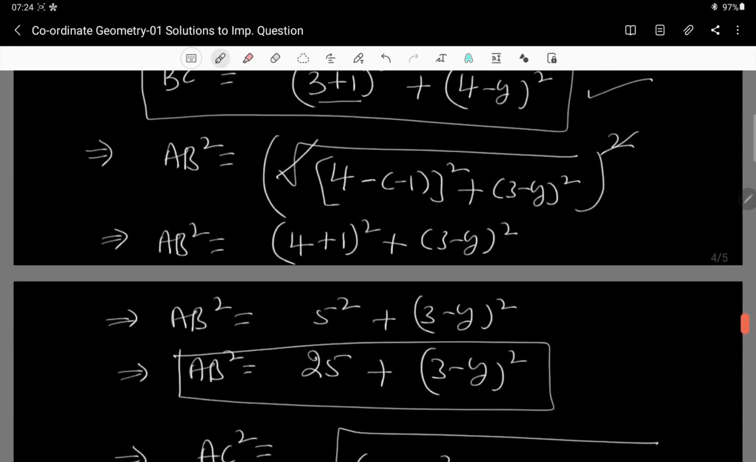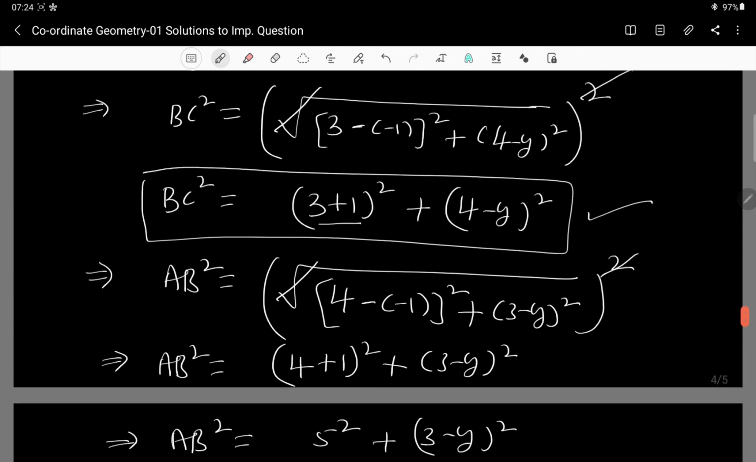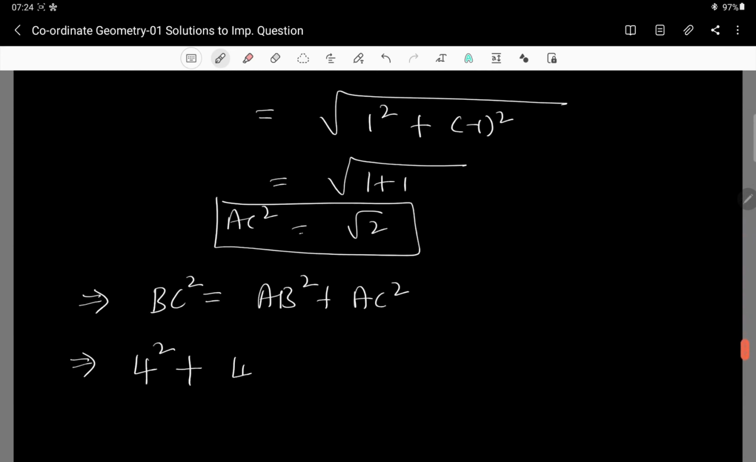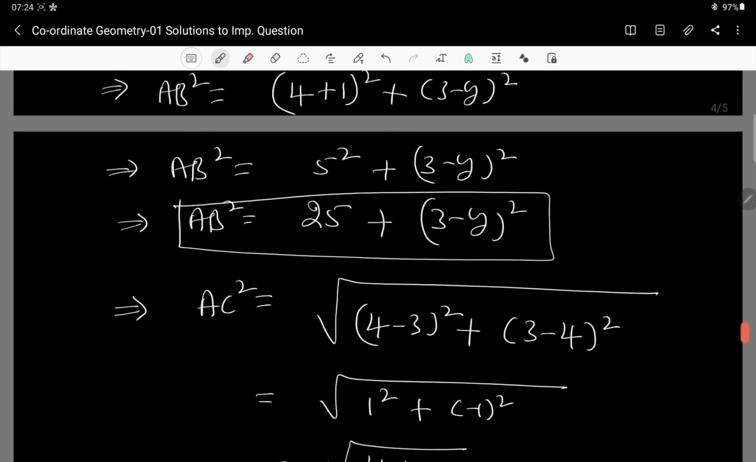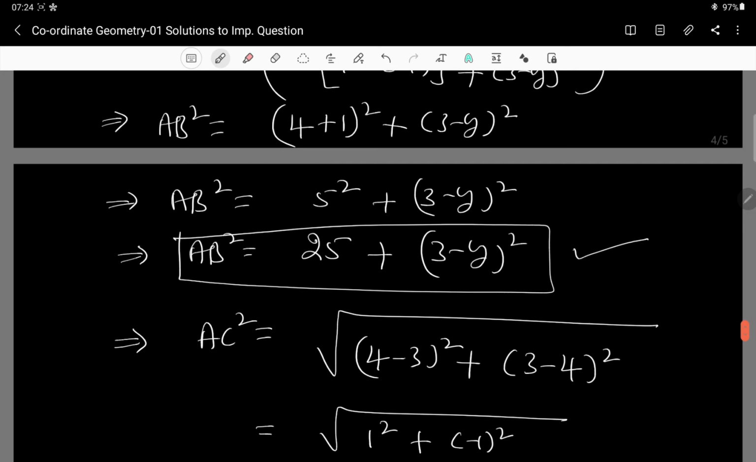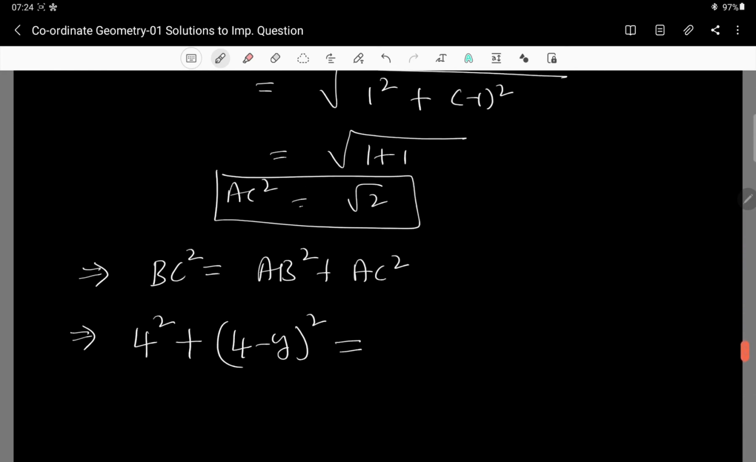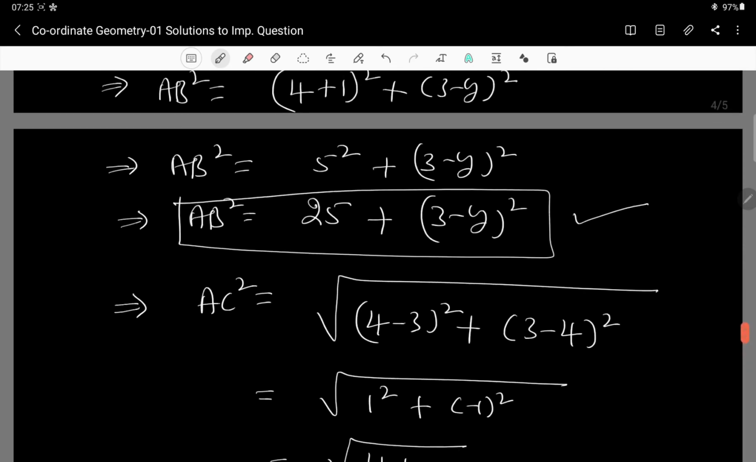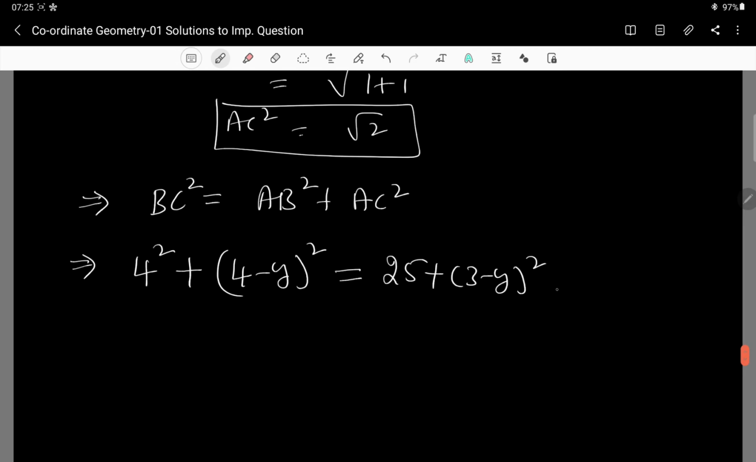Plus I haven't solved that, and again we have 4 minus y whole square. That is equal to AB square. So where is AB square? Here is AB square, 25 plus 3 minus y whole square. Alright, that is AB square. And next we have AC square.